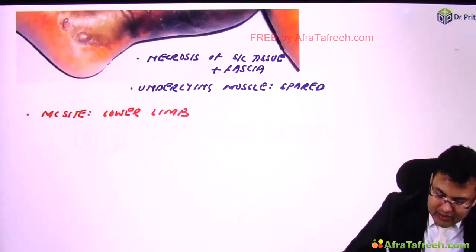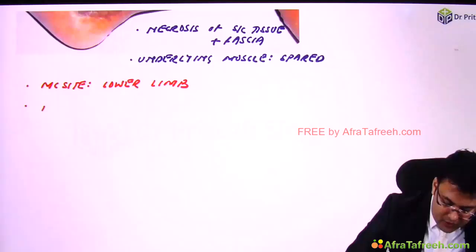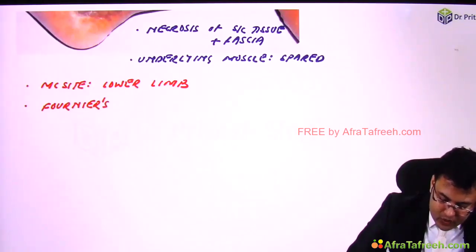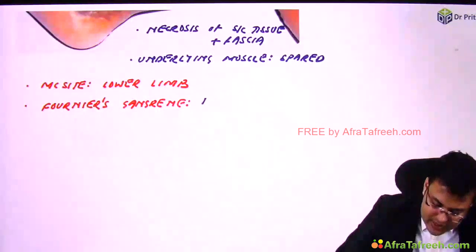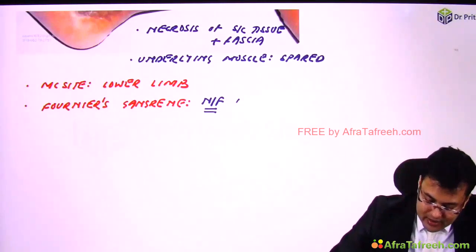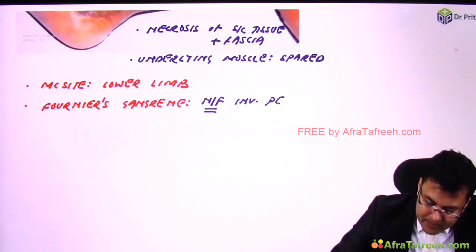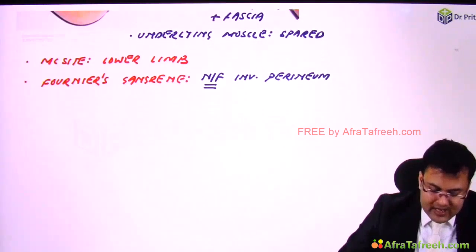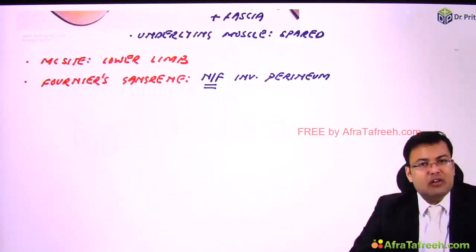And there is another question which is asked, what is Fournier's gangrene? It's the necrotizing fasciitis involving perineum. So Fournier's gangrene is necrotizing fasciitis involving perineum.